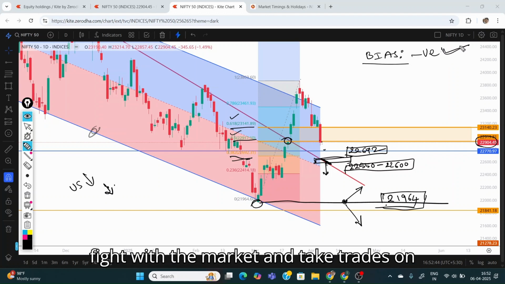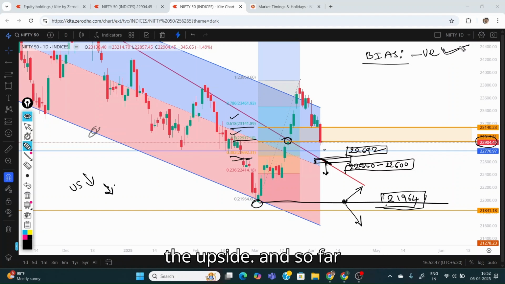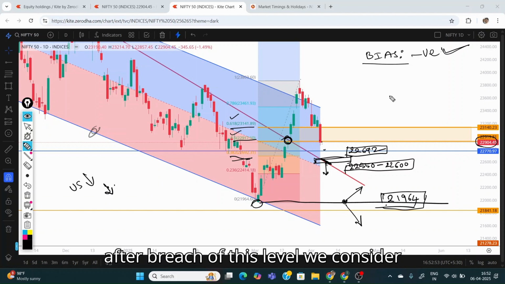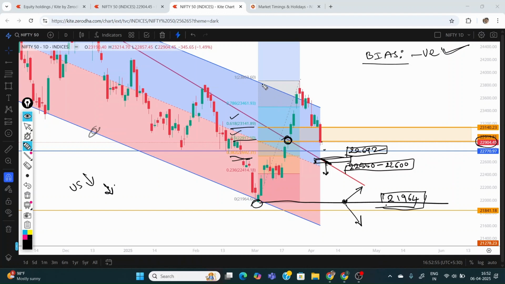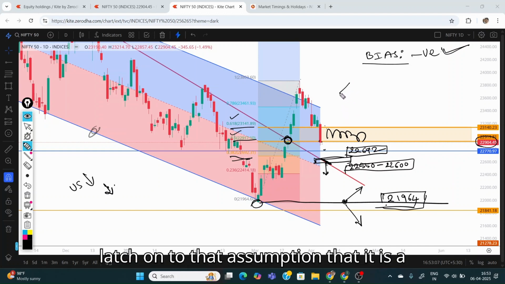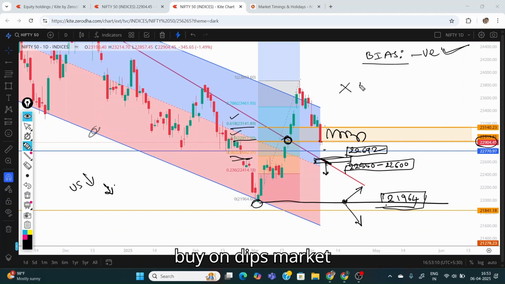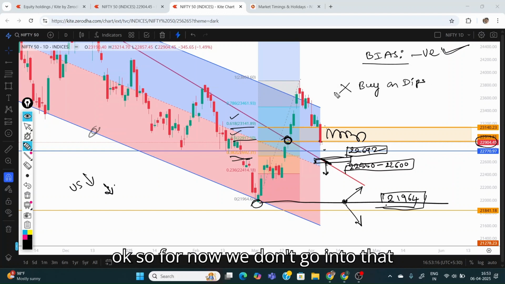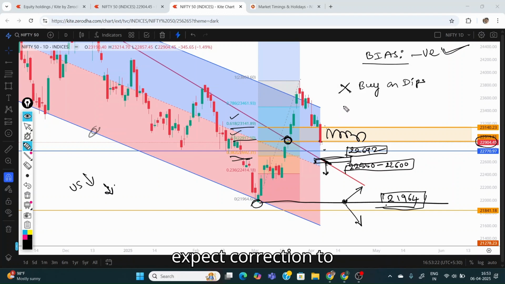So we are not going to fight with the market and take trades on the upside. So far, after breach of this level, we considered the market to be buy on dips. But because of the tariffs, and this zone is broken, now we don't want to latch on to that assumption that it is a buy on dips market. So for now we don't go into that zone, and we expect the correction to continue.